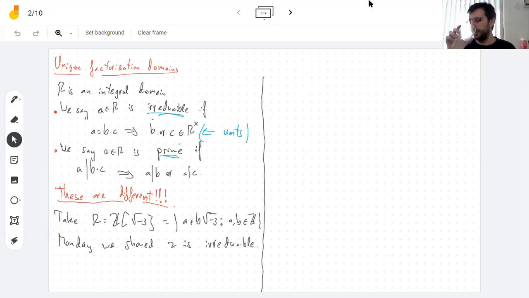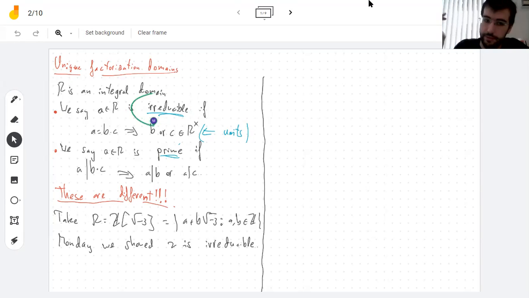Monday, I reminded you what a unit is. It's an invertible element in a ring. I said two things are associates if they're the same up to multiplying by a unit, like a whole number and its opposite, or like two polynomials that differ by multiplication by a constant. And I also defined irreducible and prime.